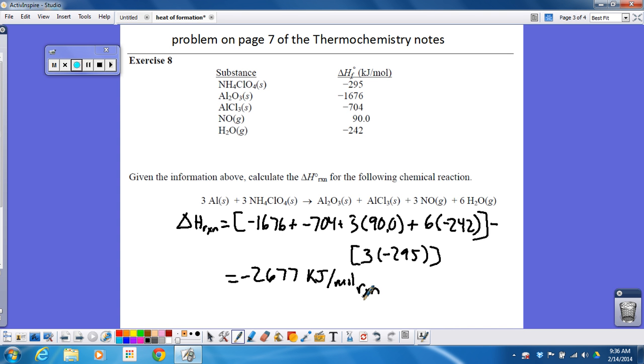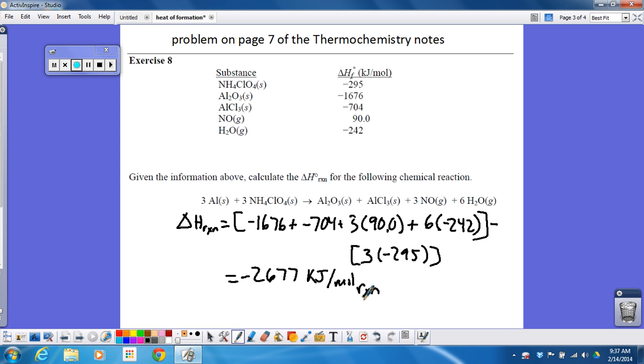Now, in terms of significant figures, since I have addition and subtraction here, I'm looking at place values. So you'll notice everything goes to the ones place except for nitrogen monoxide, which goes to the tenths place. So I'm allowed to carry digits to the ones place in this case. So that would be solving for the heat of reaction.